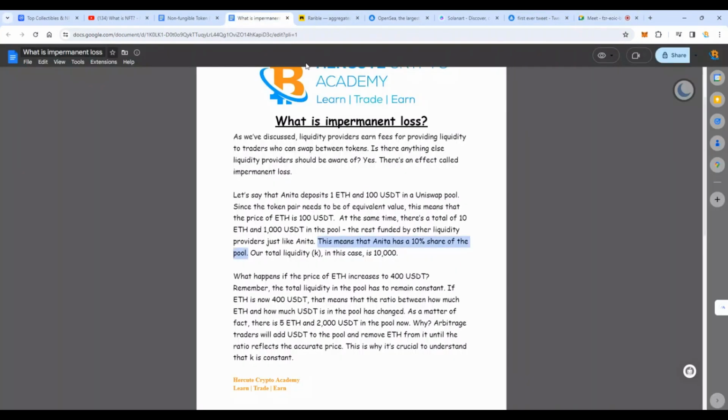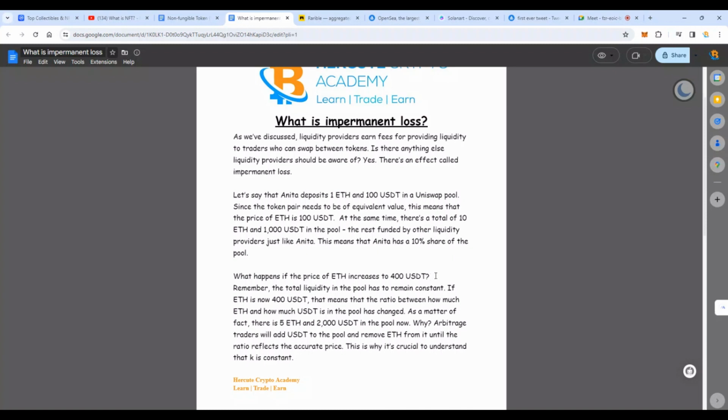So we are saying Anita put in 1 Ethereum and 100 USDT. And now our liquidity pool has 10 Ethereum and 1,000 USDT. Actually, our total liquidity should be the total of the Ethereums and the total of USDT, which would be 2,000. Now, what happens if the price of Ethereum increases to 400 USDT?